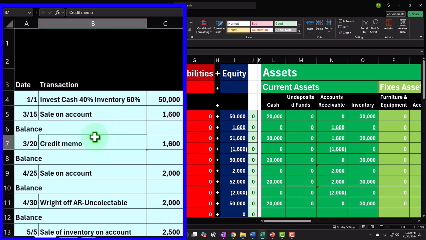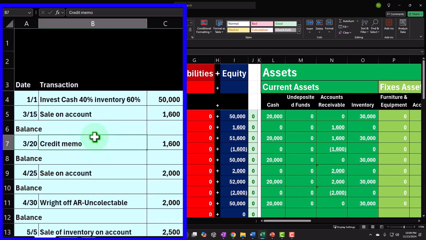So we have that kind of situation. Then you have things that are similar to a credit memo. Let's say someone returned the inventory, for example, and they had already paid for it. They bought it at a cash register. Well, in that case, you're going to have to give them a payment back.